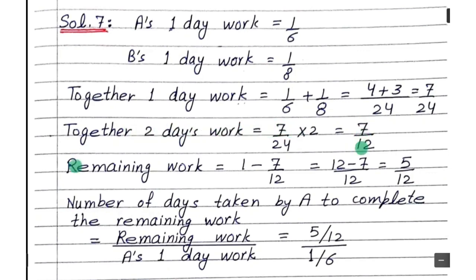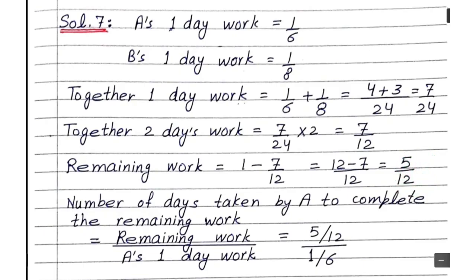Now, together 2 days work is 7/12. Let us find the remaining work, right? So, the remaining work is 1 minus 7/12. That is equal to 12 minus 7, by taking the LCM. So that means 5/12 is the work which is left, right? After 2 days, this work is left with us.